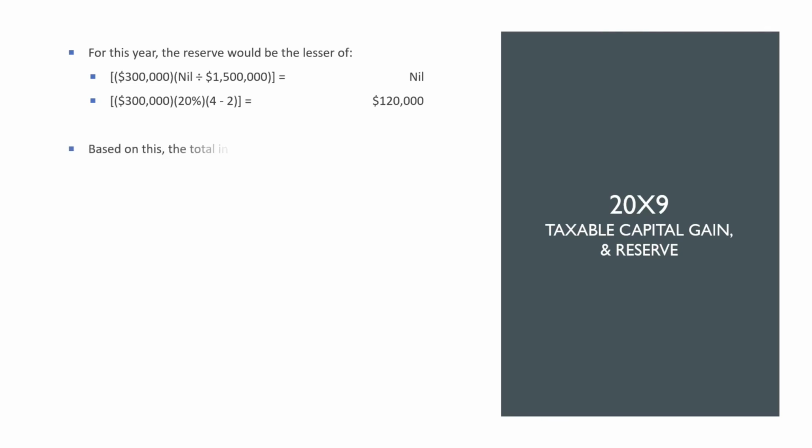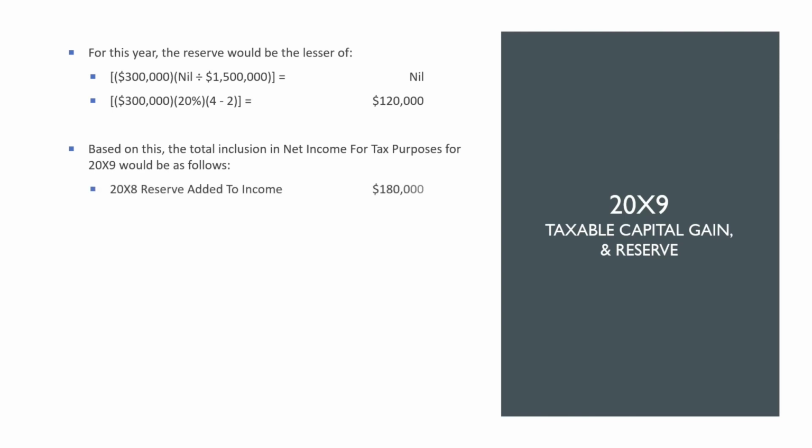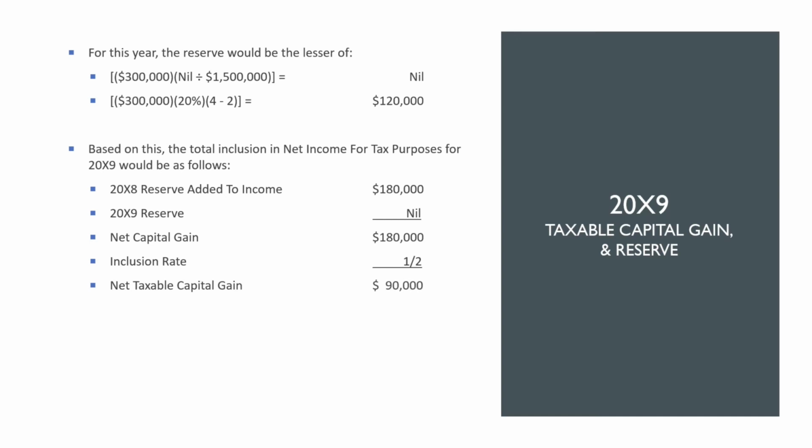So based on this, the total inclusion in net income for tax purposes for 20x9 is as follows. We add back the prior year reserve. This year's reserve is 0, which means we have a capital gain of 180,000 remaining to deal with. If we multiply that by the inclusion rate of 1/2, we get our taxable capital gain that's included in this year's 90,000. The entire amount was paid, presumably, at the very beginning of the year on the due date, which means there's no interest. So the total for 20x9 is $90,000.